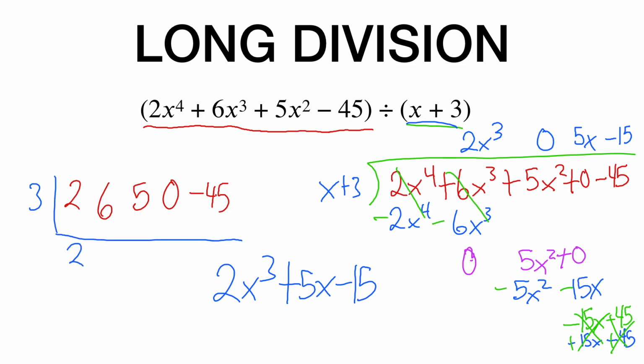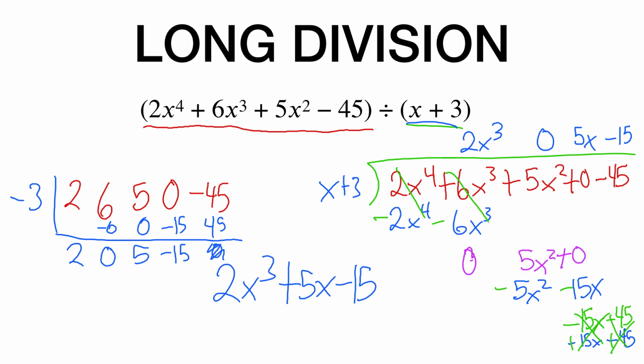So let's see, this becomes 2. 2 times 3 is negative 3. So 2 times negative 3 is negative 6. That's a 0. 0 times negative 3 is 0. The 5 plus 0 is 5. 5 times negative 3 is negative 15. That drops down to being negative 15. Negative 15 times negative 3 is positive 45, which is a 0, meaning no remainder.